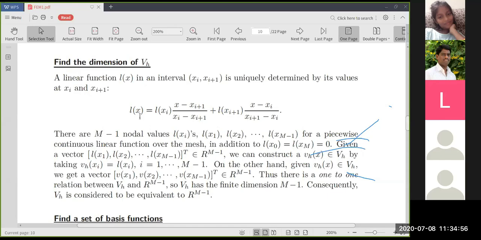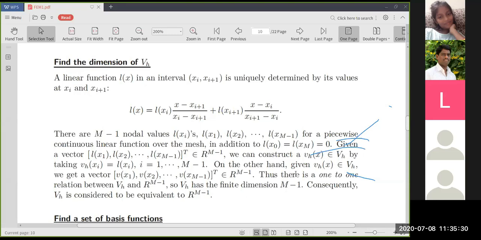What are the nodal values? You get L of x1, L of x2, etc., L of xm minus 1. So you get m minus 1 values for a piecewise continuous linear function over the mesh. In addition, you have two more, L of x0 and L of xm, which are 0. So given a vector L of x1, L of x2, etc., L of xm minus 1, we can construct a VH in the finite dimensional space by defining VH at xi equal to L of xi.